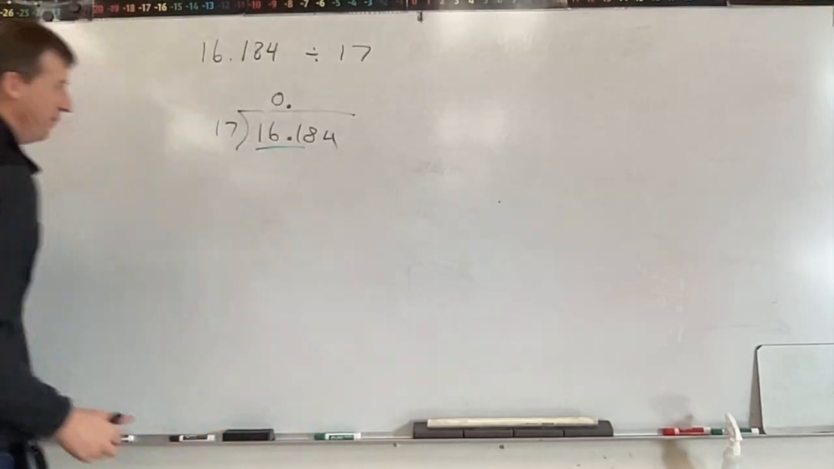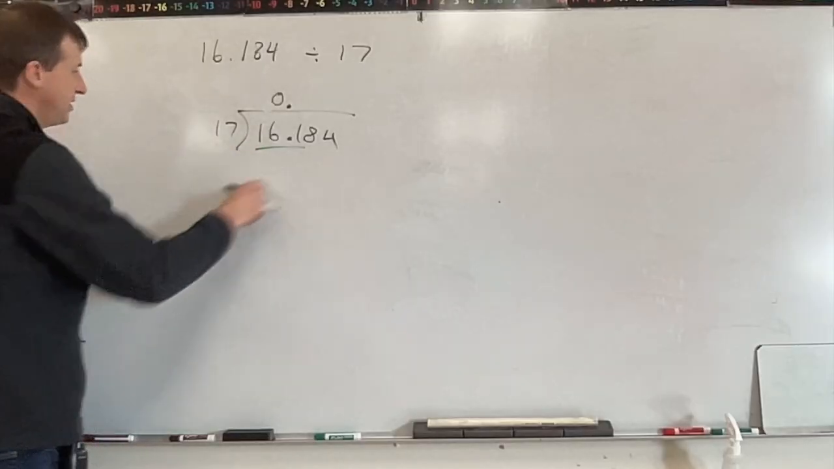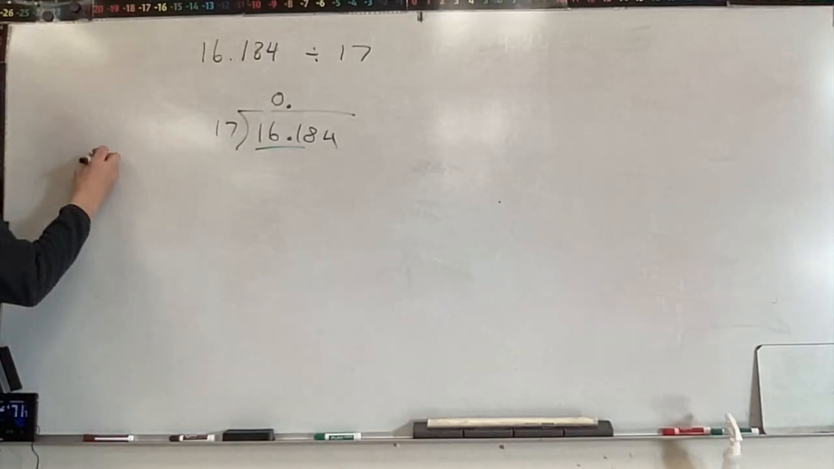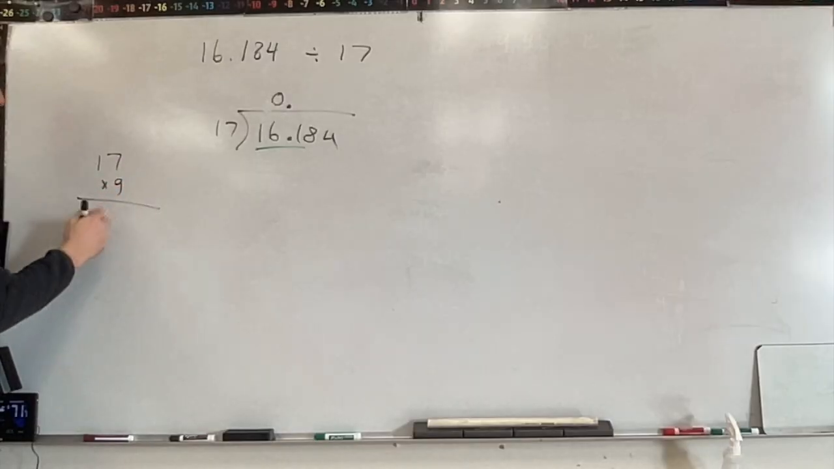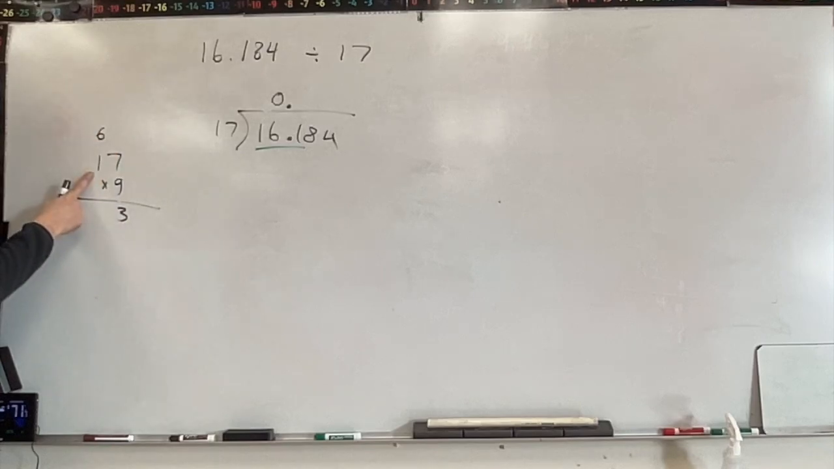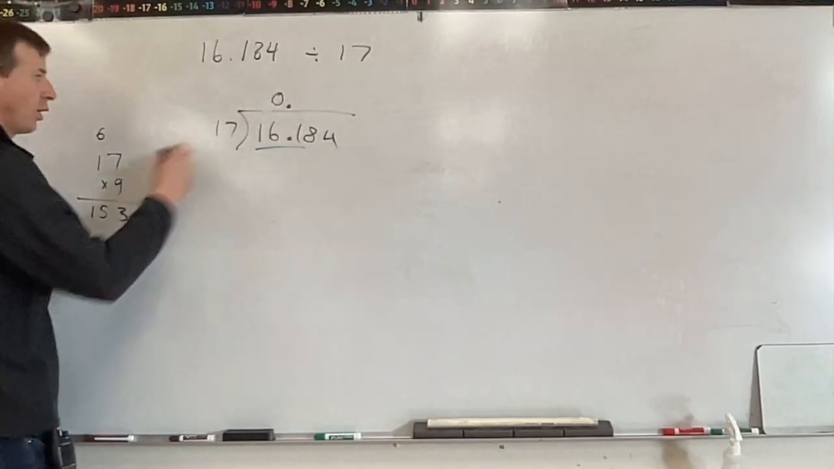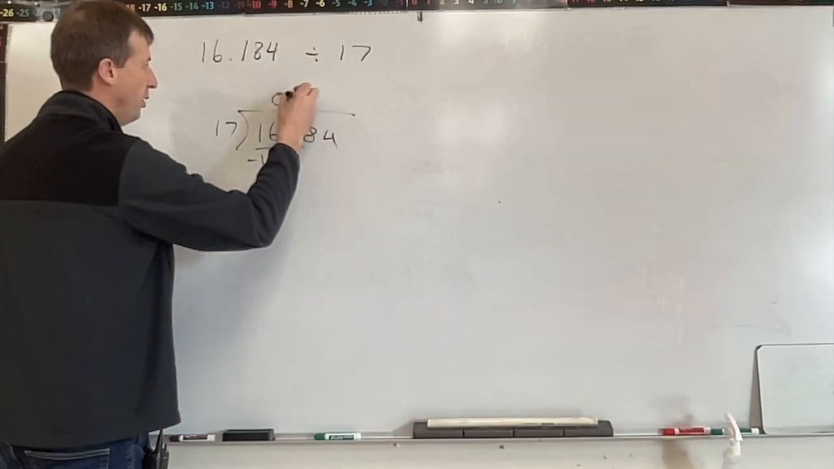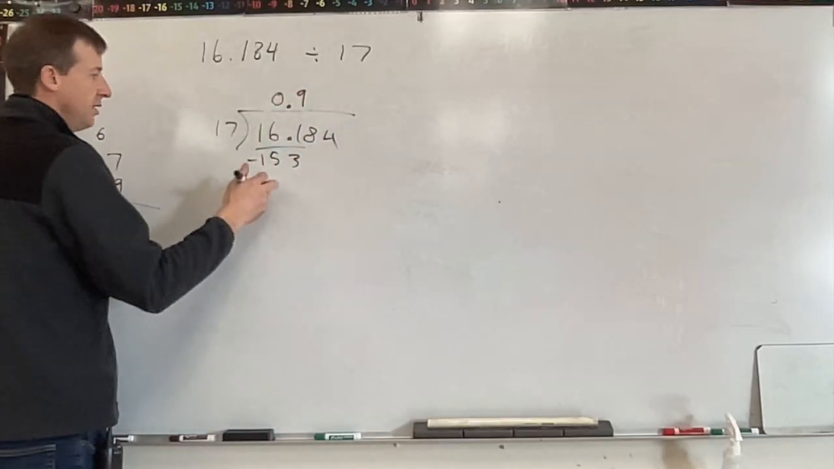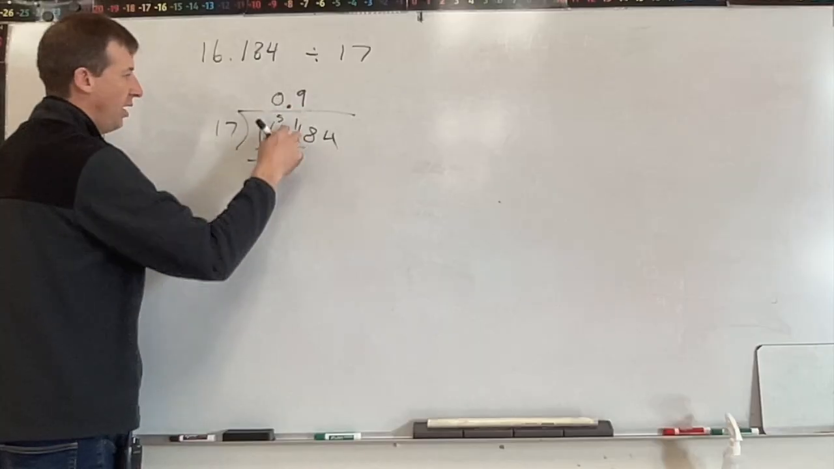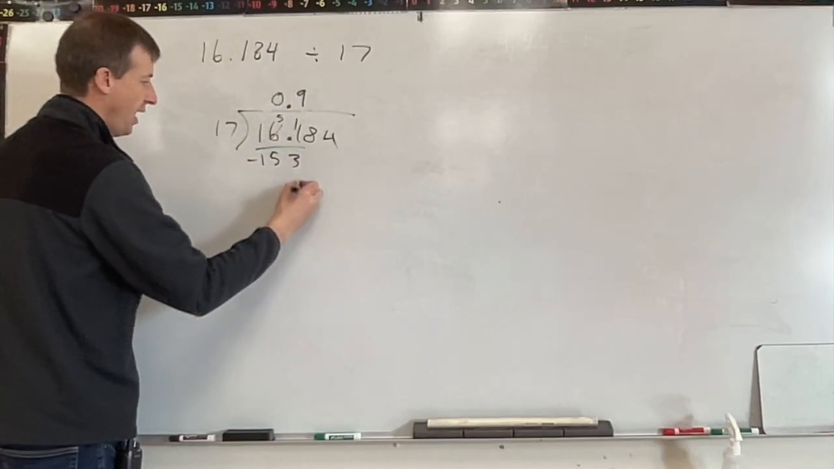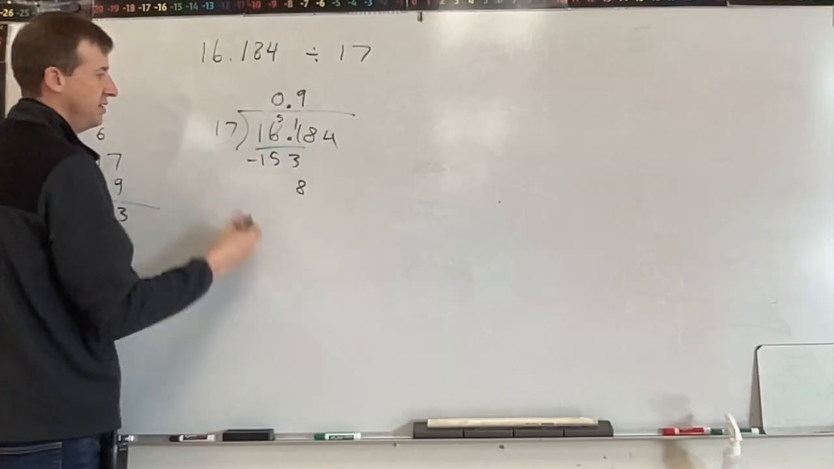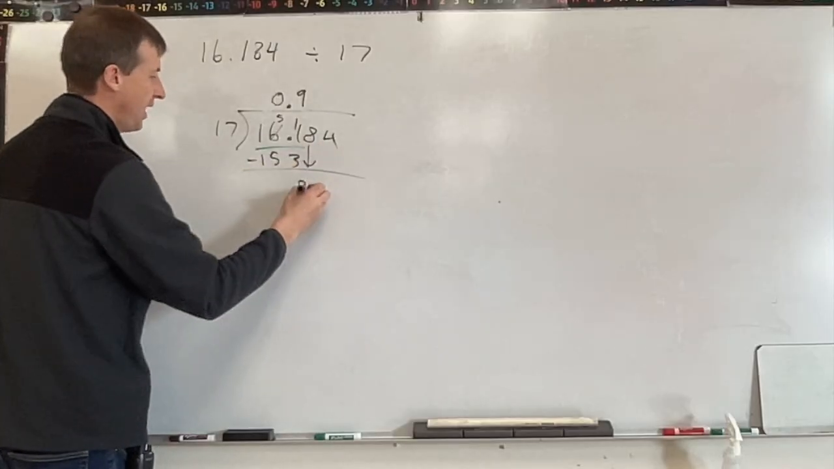It's got to be 9 times because 10 times 17 would be 170. So 17 less than that. Let's just double check though. 17 times 9. 9 times 7 is 63. Carry the 6. 9 times 1 is 9 plus 6 is 15. I get 153. So if it goes in there 9 times, I got a minus 153. I want to make sure I line this up real nice. So to subtract, we're going to borrow. 11 minus 3 is 8. 5 minus 5 is 0. 1 minus 1 is 0. Cool. Let's bring down this next 8.